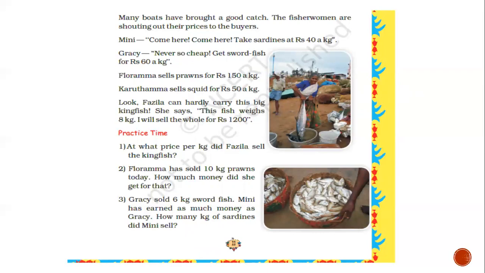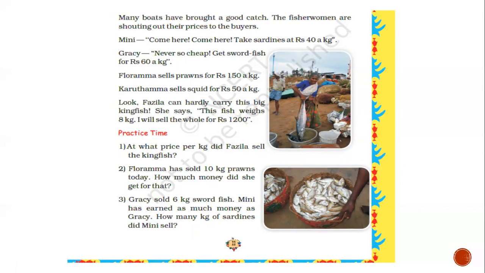Last part. Gracie sold 6 kg swordfish. Minnie has earned as much money as Gracie. How many kg of sardines did Minnie sell? We have two fisherwomen, that is Gracie and Minnie. Gracie was selling the swordfish at rupees 60. So if she has sold 6 kg, how much money did Gracie earn?